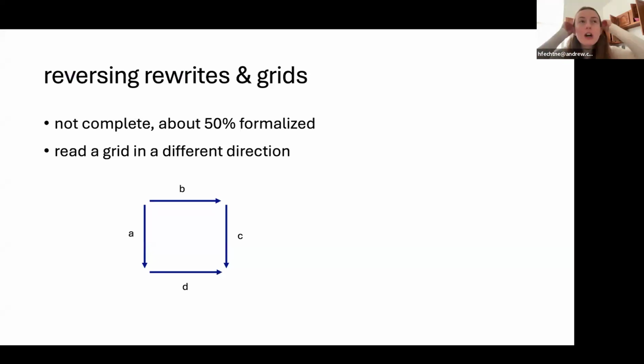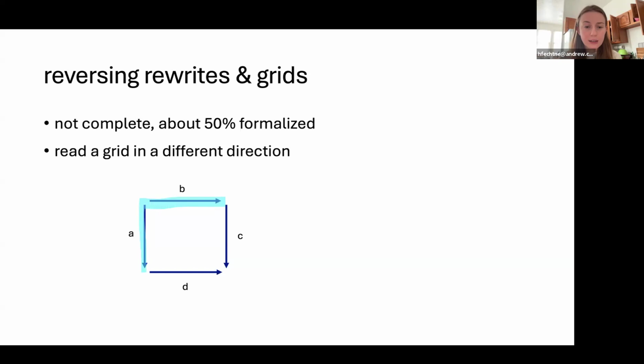Okay, now we're going to talk about reversing rewrites in grids. We're going to use these same grids, but we're going to read them in a different direction. To be totally clear, this is not 100% formalized. I really hope I'm right, but only Lean will tell me with time. The idea is we're going to allow you to read a grid against the direction of the arrows, and that will allow you to get an inverse.